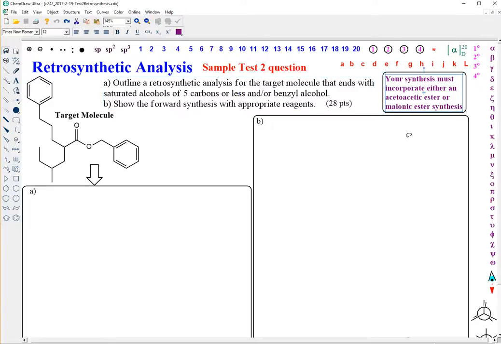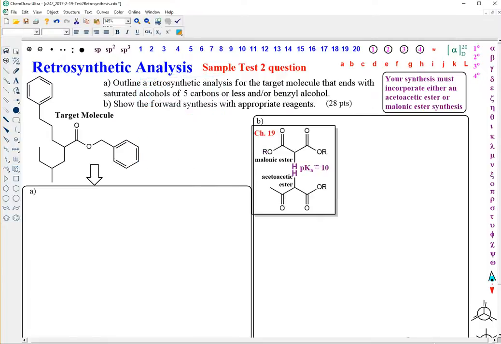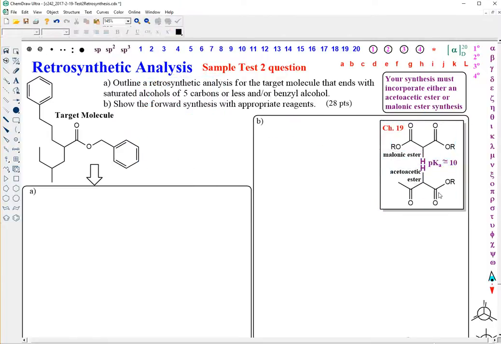This stipulation is the stipulation for your test. Your synthesis must incorporate either an acetoacetic ester synthesis or a malonic ester synthesis. The elegance of these two synthetic methods is that in both the acetoacetic ester, illustrated here, and the malonic ester, illustrated here, we have an easily accessible hydrogen that can be taken off with a simple base such as hydroxide with a full 100% yield.